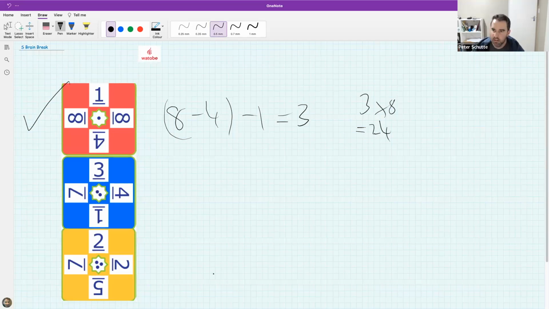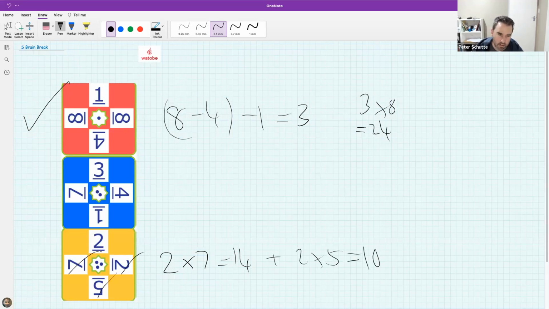Kitsaw has said that 2 times 7 is 14, and plus 2 times 5 is 10. Oh, Kitsaw, you nailed that one straight away. Well done. Anybody else agree, or has anybody else done the blue one?